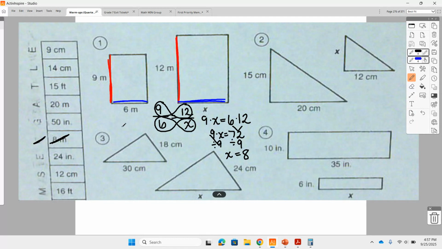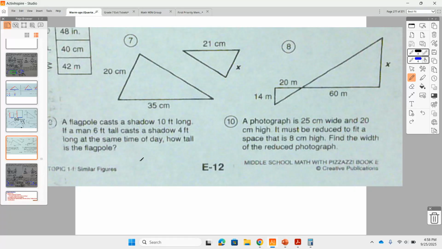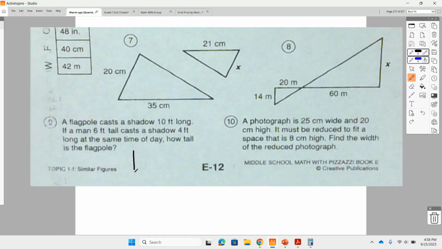You might struggle a bit more on the word problems, but don't let those throw you off. All you've got to do is kind of draw a picture for some of them. So for example, number 9, we've got a flagpole, and it casts a shadow that is 10 foot long. We've got a man standing beside. He's 6 foot tall and casts a shadow of 4. We're looking for how tall the flagpole is, right?